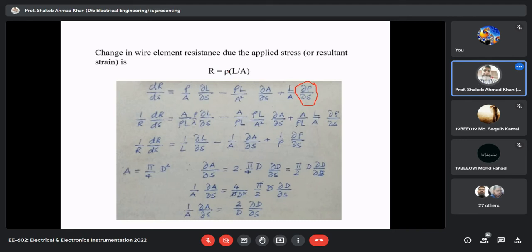So in this case, the main thing is that we can understand the change in dimension with the applied stress. But does the material property also change with the stress? What is your take upon it? Anybody? Does it change?